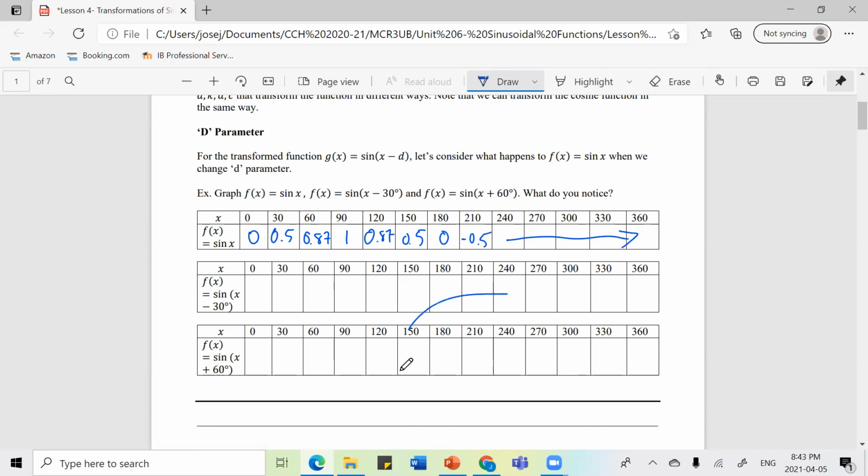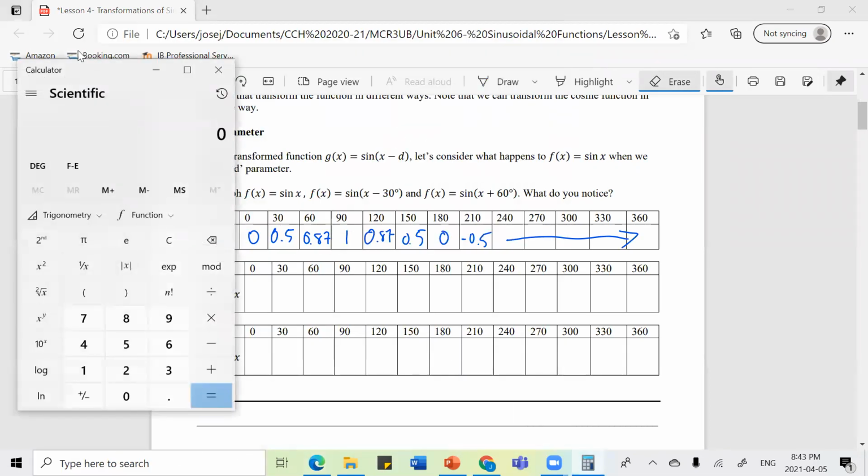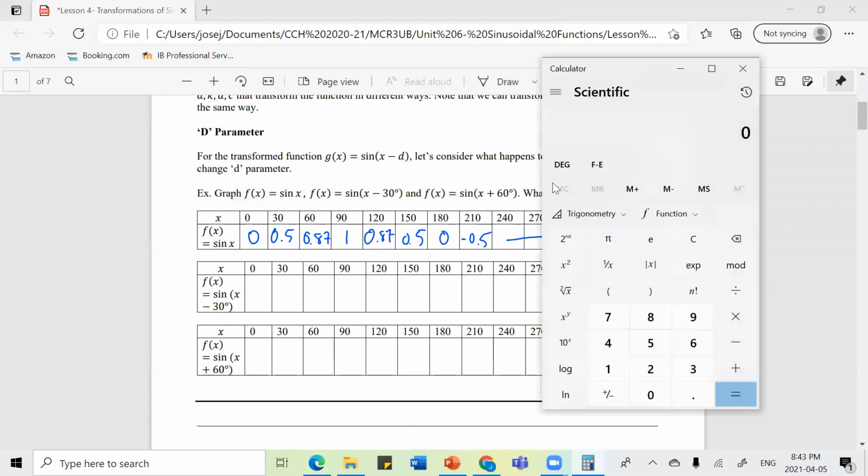So again, grab a calculator and figure out the sine of each of those x values. And for the second table of values underneath, we're going to follow the same steps, except it's going to be x minus 30.